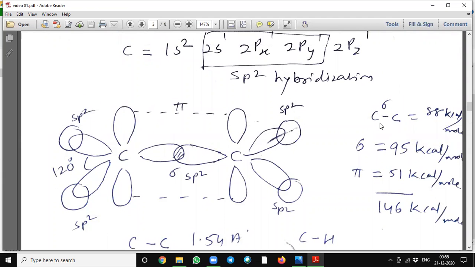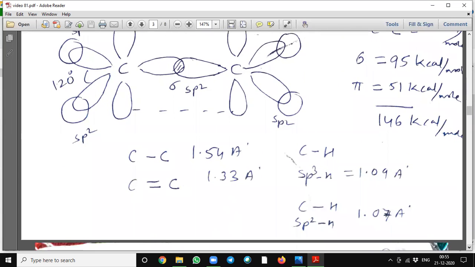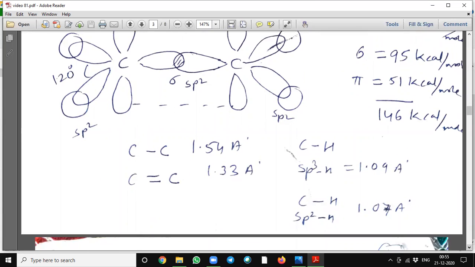Bond dissociation energy. The carbon-carbon sigma bond requires 88 kilocalorie per mole energy. Here in alkene, it contains sigma and pi bond. Sigma bond requires 95 and pi bond requires 51. So total is 146, but pi electrons are delocalized. Due to this delocalization, being loosely bound, any electrophile can easily attack the molecule.